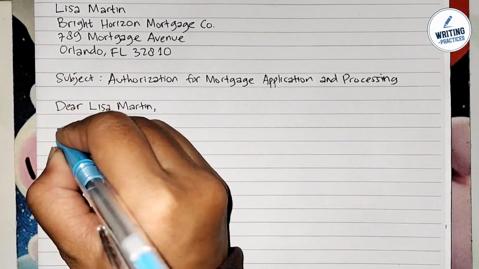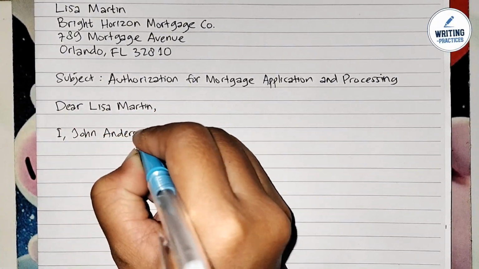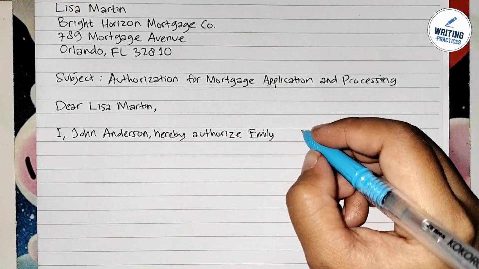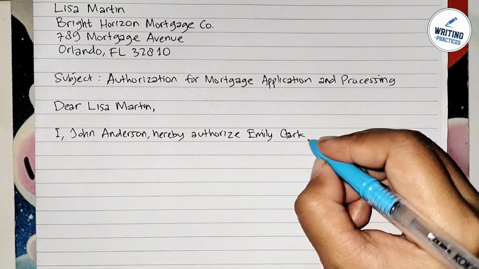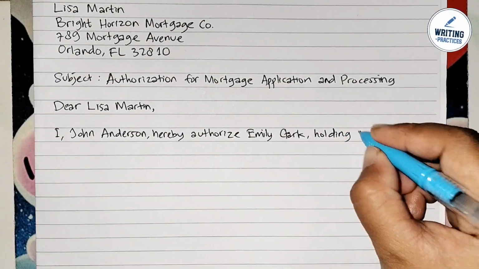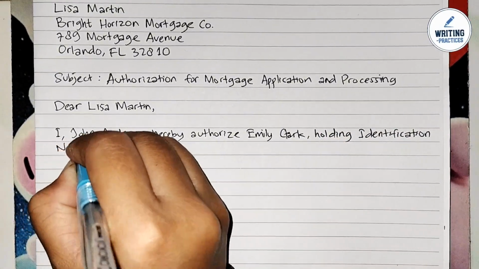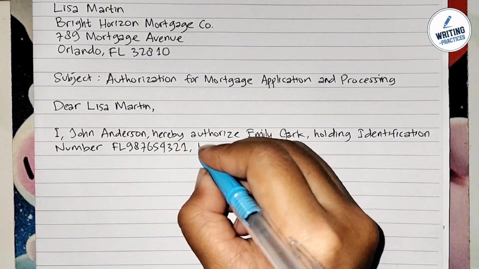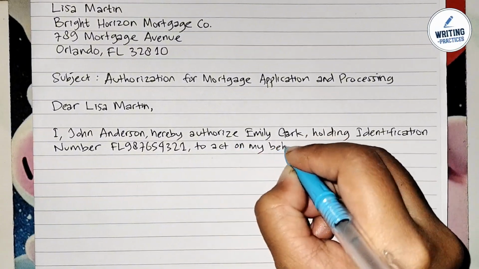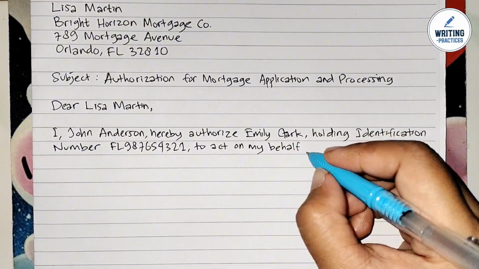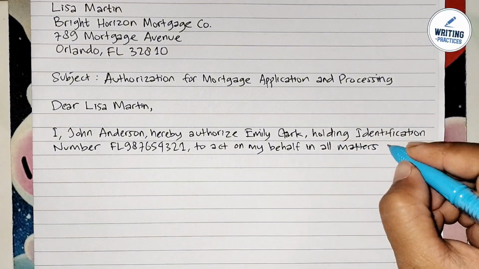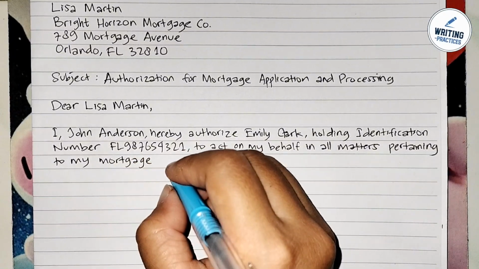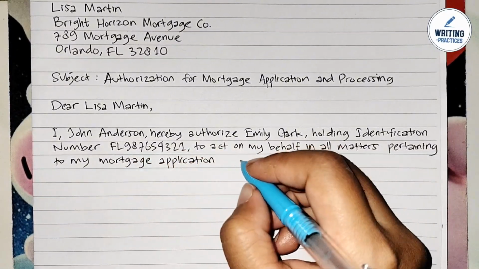In the first paragraph, you need to write the identity confirmation and purpose. Here, you can start with your self-identification and state the intention to authorize another individual, in this case is Emily Clark, for handling mortgage-related matters. While doing so, you need to write the scope of authority as well. Yes, clearly outline the tasks the person is authorized to perform. They are such as submitting the application, providing necessary documents, and receiving information about the approval status.